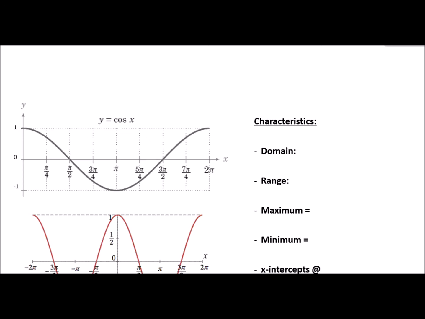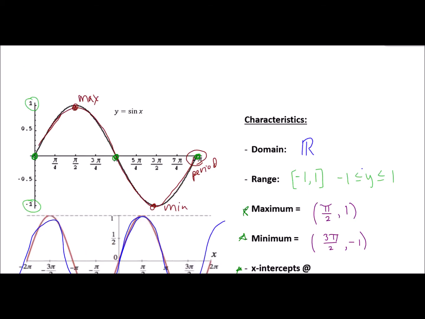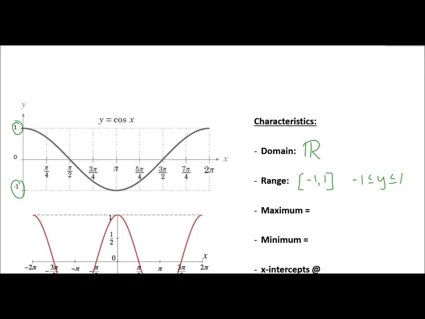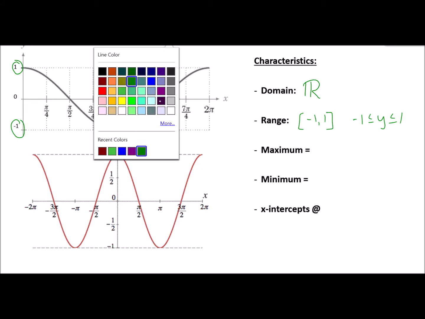Okay, as far as cosine goes, it again has the same domain. It also has the same range. The lowest point is -1. The highest point is going to be 1. Sorry, I had to make sure I didn't mess up.